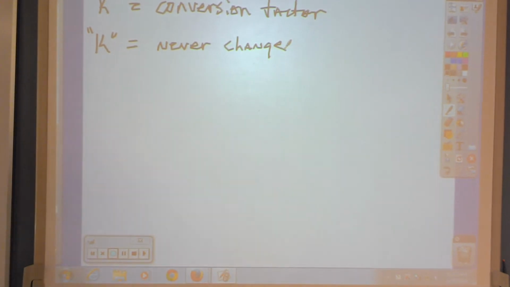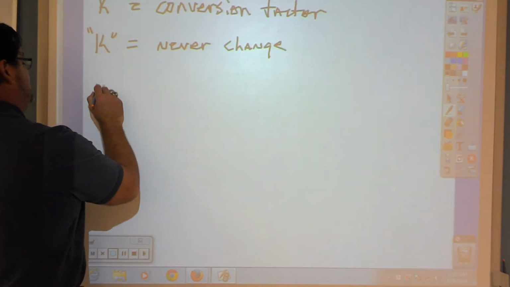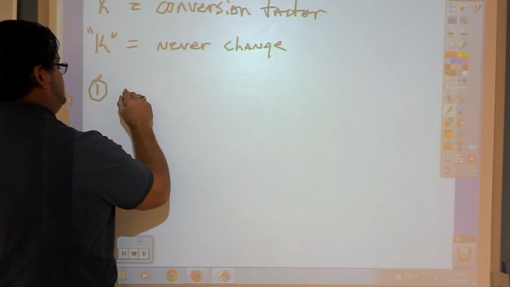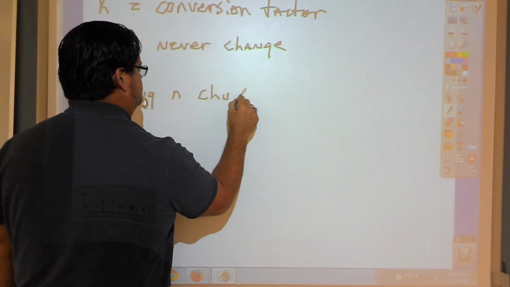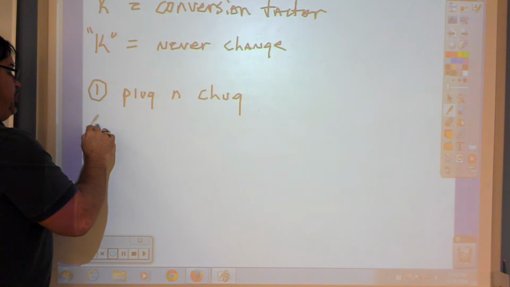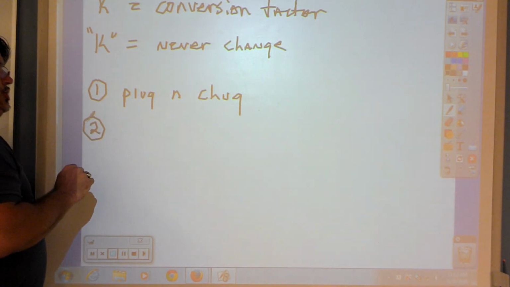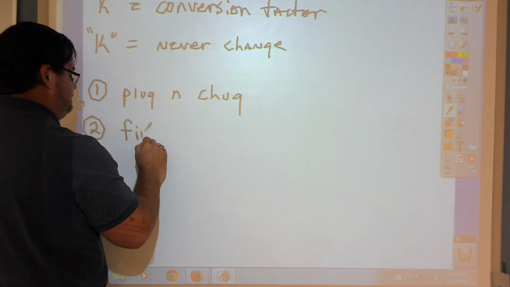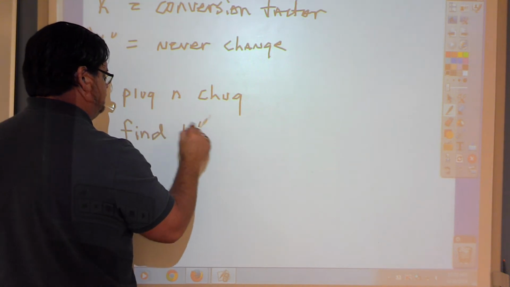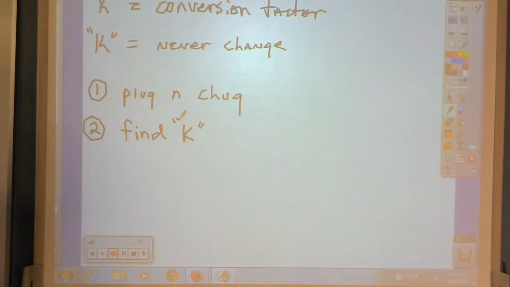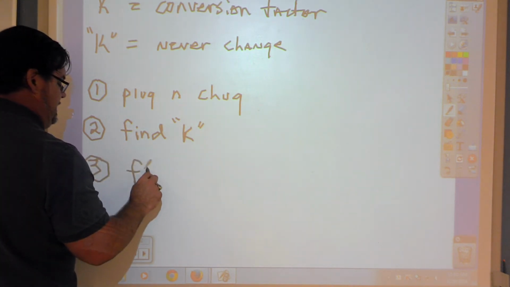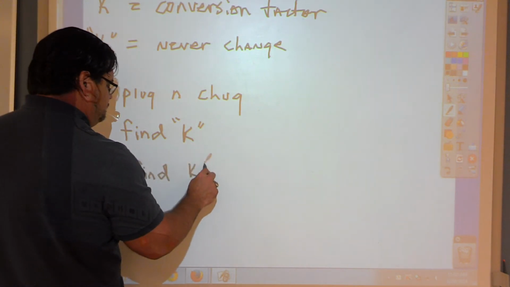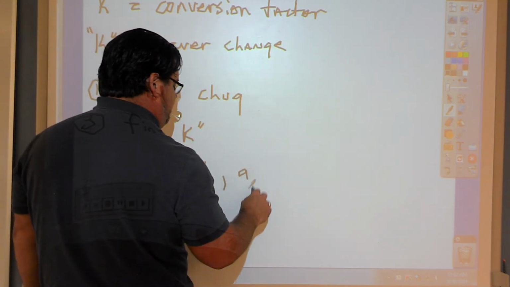And here are the types of problems you're going to have. The first type of problem, they're just going to ask you to plug and chug. The second type of problem, they're going to ask you to find K. The third type of problem, they're going to ask you to find K, and then they're going to give you more information.